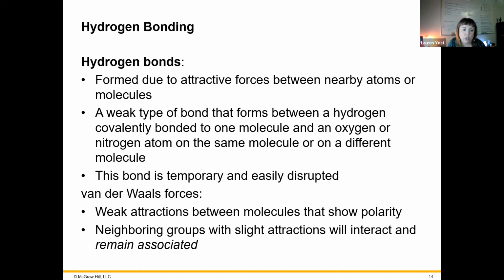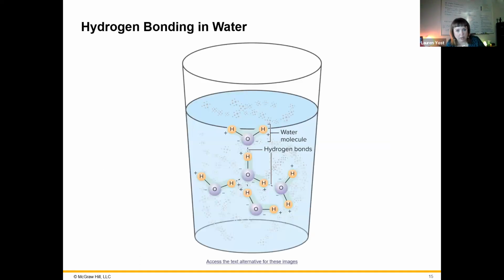Van der Waals forces are just weak attractions between molecules that have polarity, but these guys are going to remain associated. They're not going to be things that are very easily disrupted, but they're due to polarity as well. You don't really need to worry about Van der Waals forces as much. We're not really going to talk about those that much again.